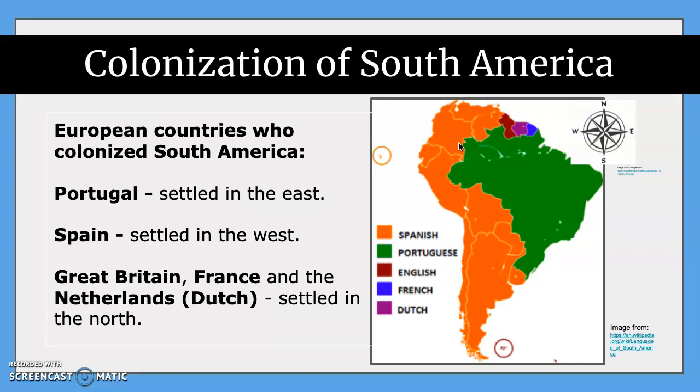Colonization of South America. European countries who colonized South America. Portugal settled in the east. Spain settled in the west. Great Britain, France, and the Netherlands settled in the north.